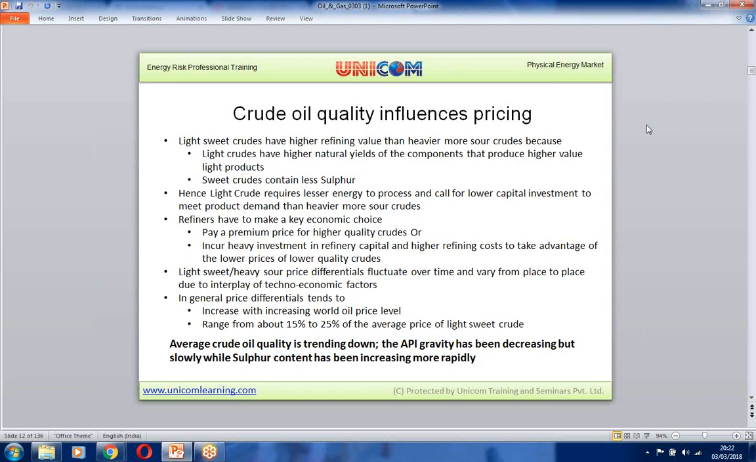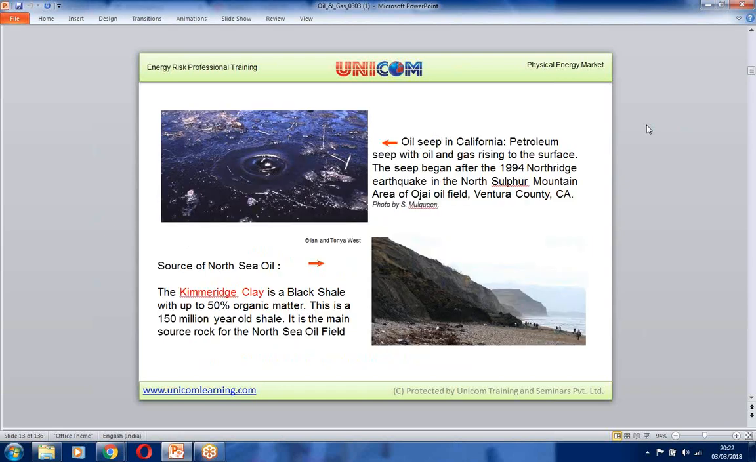Now going back to the origin of crude oil, the history of oil. It started around the 1860s when natural seeps were found in different places in Pennsylvania, in Baku. We continue to see the oil seeps. So petroleum seep with oil and gas rising to the surface. This can be found in the north Sulfur Mountain area, Ojai oil field, California. Then we have this chemo-rich clay, a black shale which has about 50% organic matter. It's in the North Sea oil field.